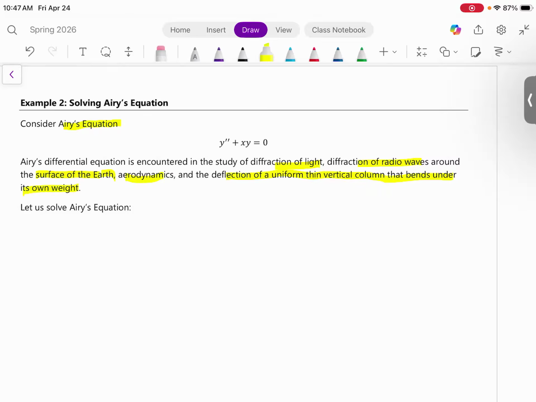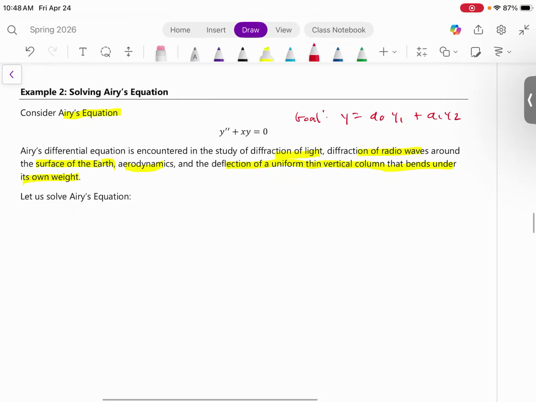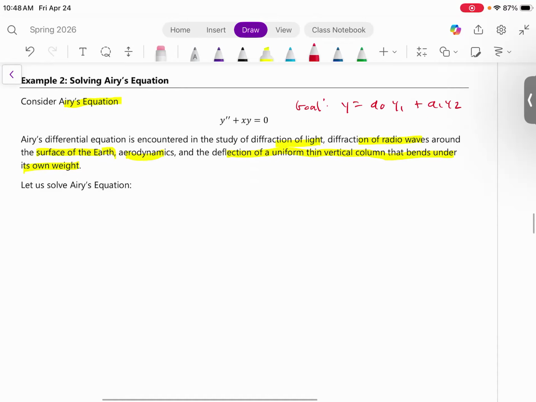Our goal is to get two power series solutions. So our solution is going to be some a naught times y1 plus a1 times y2, where y1 and y2 are our solutions. So that's going to be our goal, so keep that in mind for everything that we're doing. This is a typical way to solve a differential equation with the power series method. So let's get started.